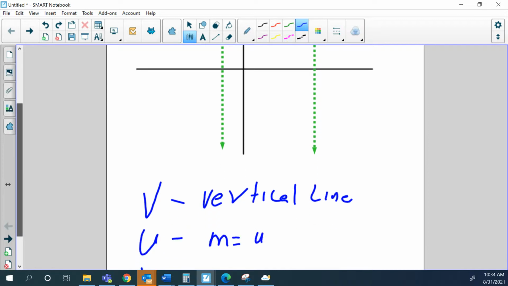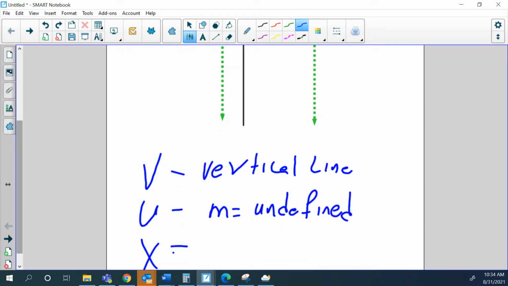M is equal to undefined. The slope is undefined. And X just equals the number. That's the equation of the line. So let's look at it now.